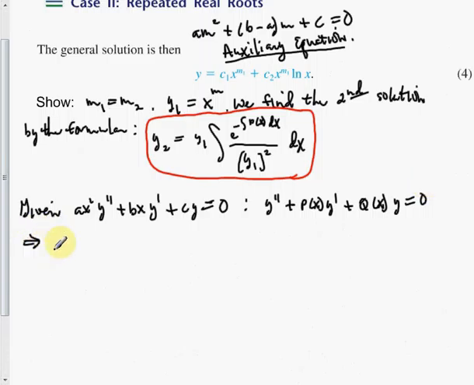So this implies that we have y double prime. You've got to be careful with that. This is bx divided by ax squared times y prime plus c over ax squared times y is equal to 0. So p of x is equal to b over ax. Okay.